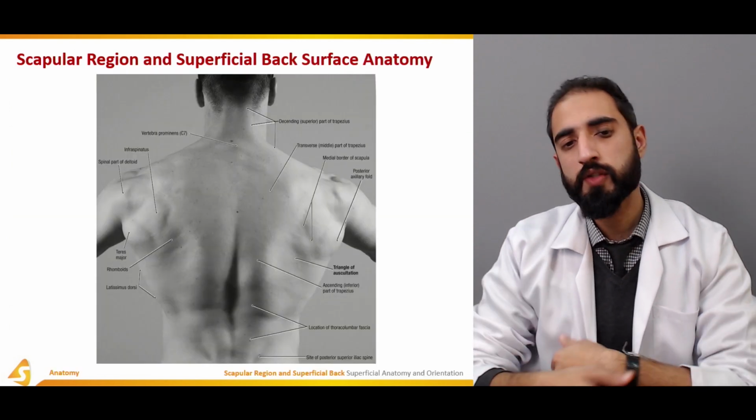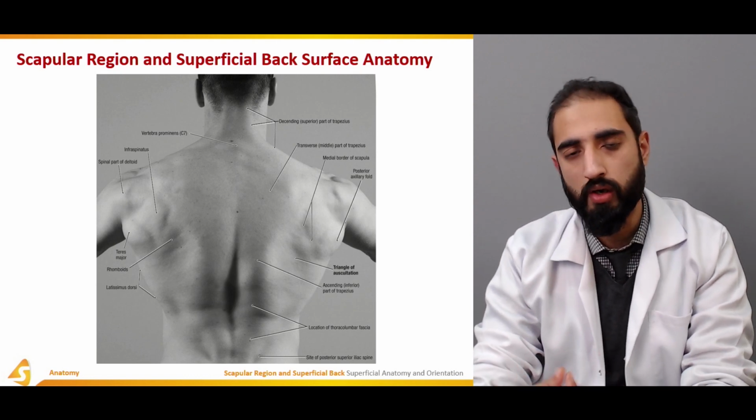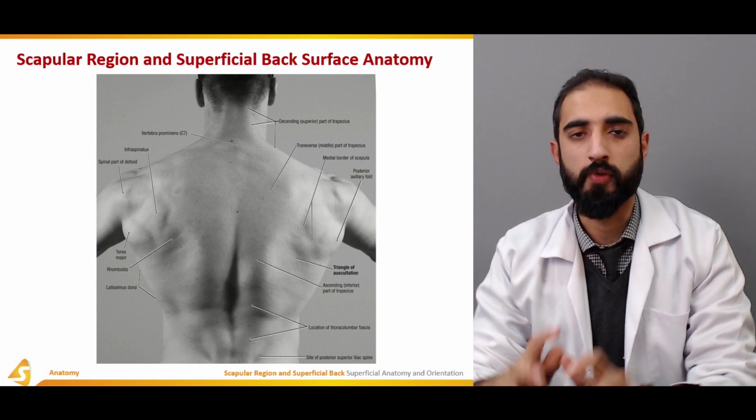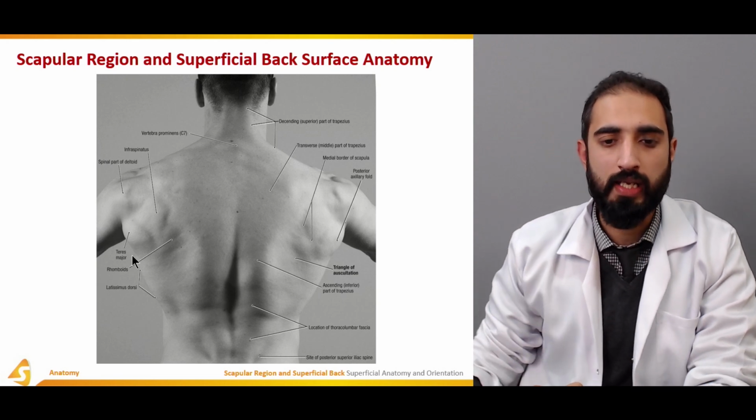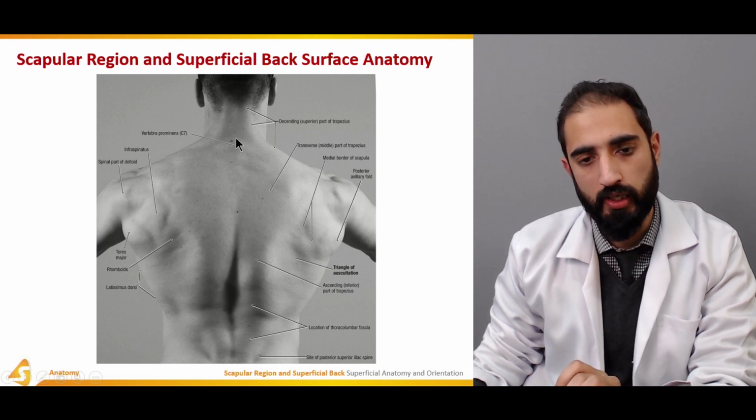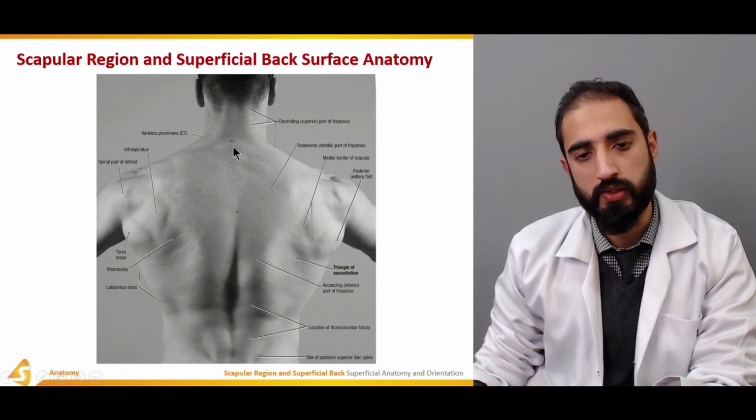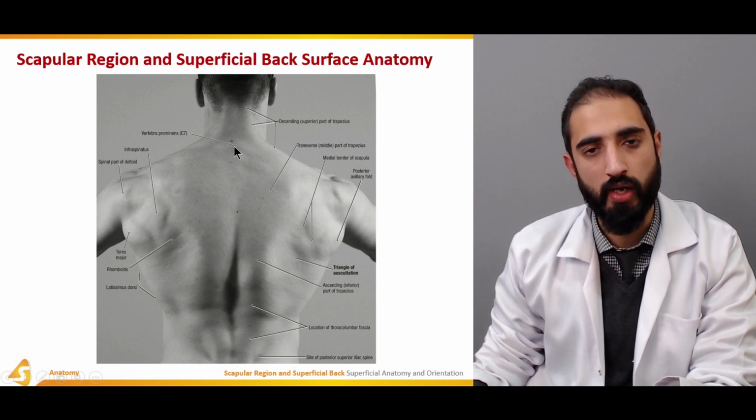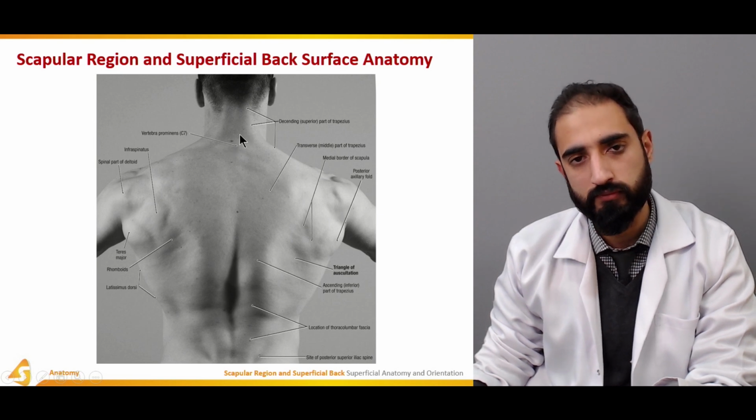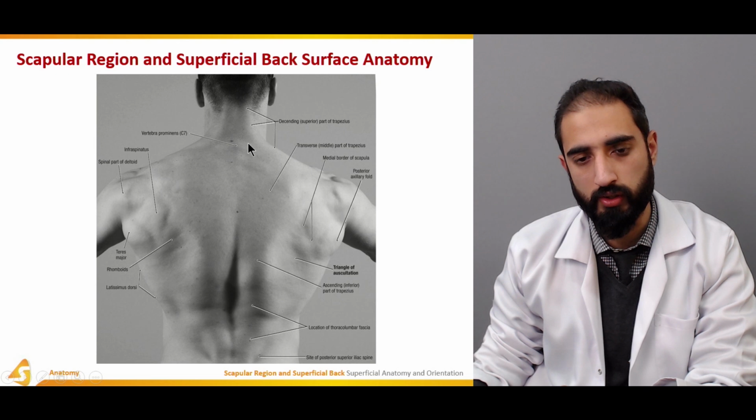So, looking at this picture, let's take a look at some of the major structures that we can just observe or inspect superficially. Here we can see the first most prominent vertebra is actually the spinous process of the seventh cervical vertebra, and that is the most prominent vertebra when you are palpating any structure in the back or different vertebrae.